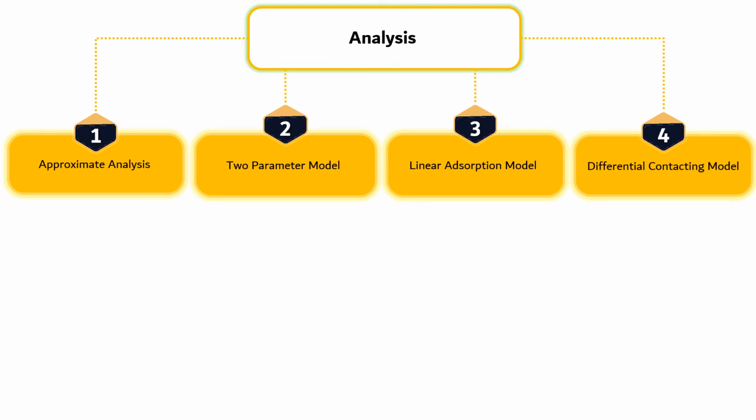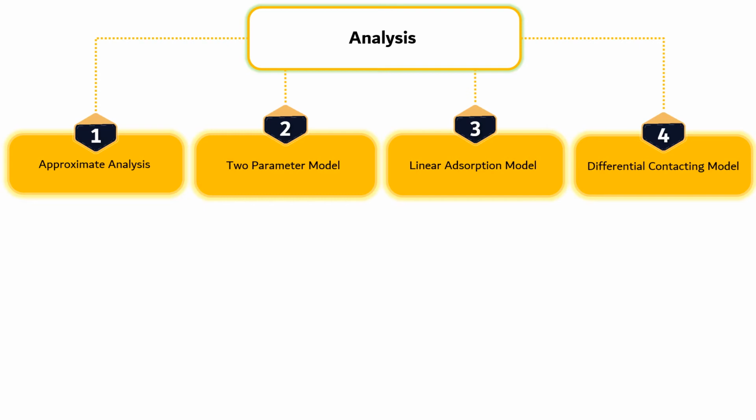There are four strategies to analyze the data. First, an approximate analysis. Experiments are carried out to develop a breakthrough curve, as shown in the previous slide. There are two concentrations in the figure. One, a breakthrough concentration YB, represents the maximum that can be discarded. Second, an exhaustion concentration YE, corresponds to a concentration in the effluent when the bed is judged ineffective.